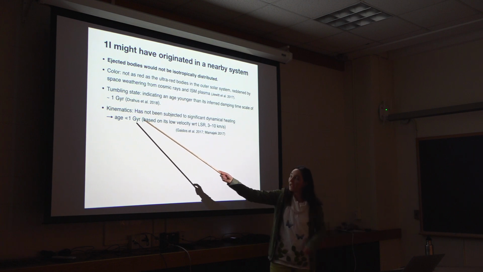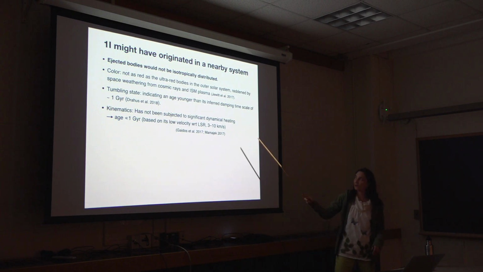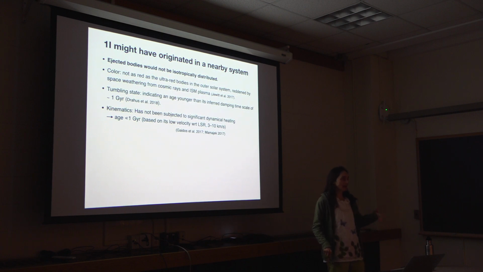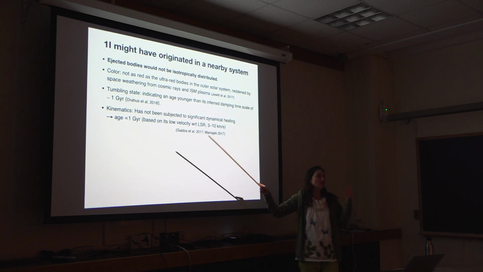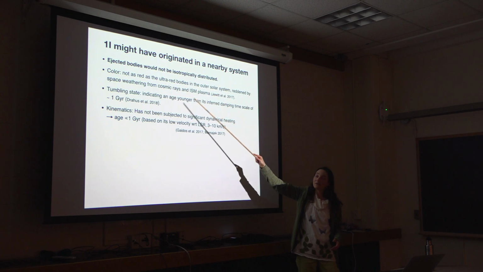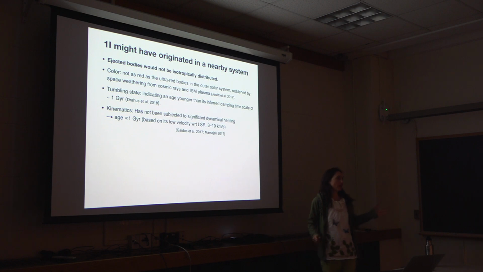And then the kinematics also seem to indicate that, because it's moving very close to the local standard of rest, within 3 to 10 kilometers per second, this might mean that it had not had time to be dynamically heated. So maybe this indicates that Oumuamua wasn't released that long ago, and this might be what you would expect if it was ejected from a nearby system. And if it is ejected from a nearby system, then it doesn't make sense to assume that it's representative of an isotropic distribution, and this is why we cannot account for that much mass.